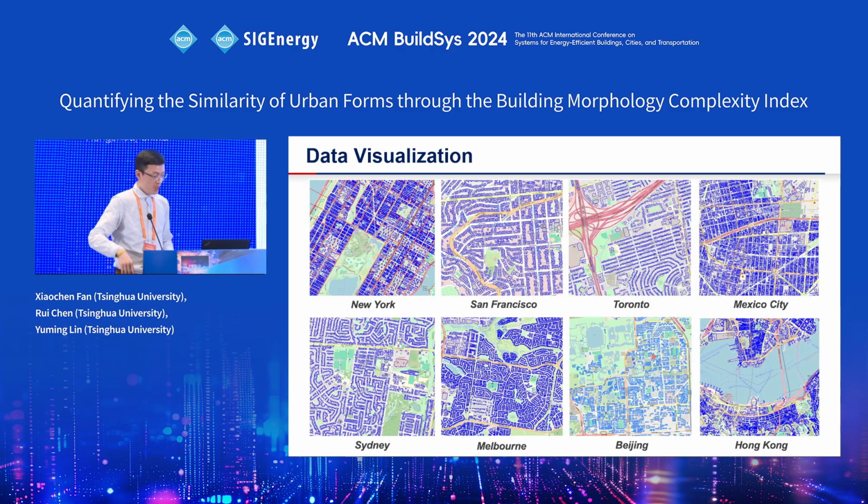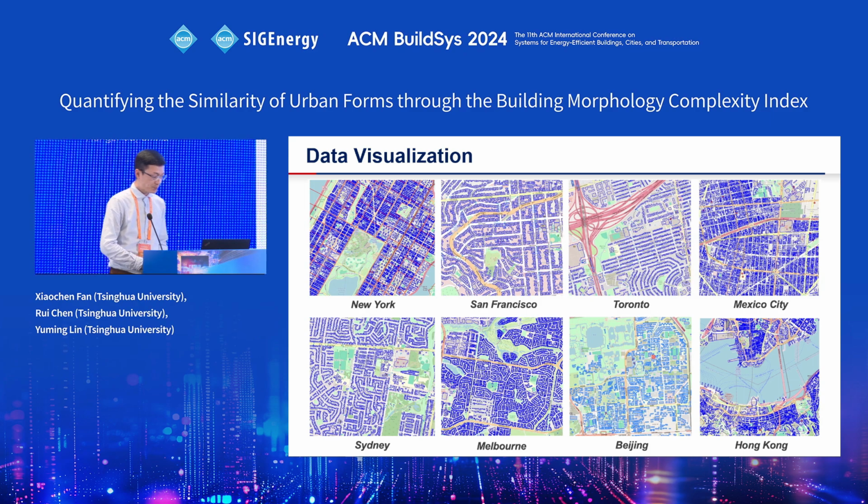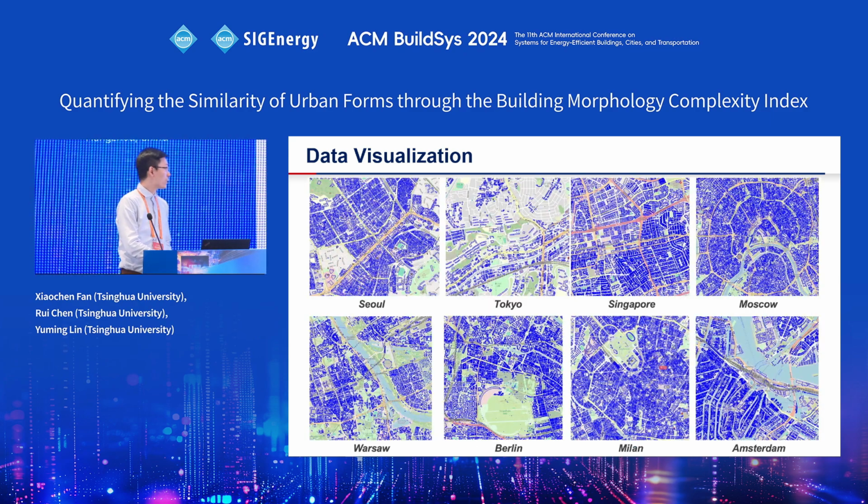So here are some visualization results on the building footprints that we have collected in some target cities, where you can see the blue polygons. They are the outlines of buildings, and you can see these building footprints are really fine-grained, and this provides us a foundation to calculate the morphology complexity index accurately. And here are more results. From this kind of dataset, we can see that the building footprints are highly matched with ground truths from satellite images.